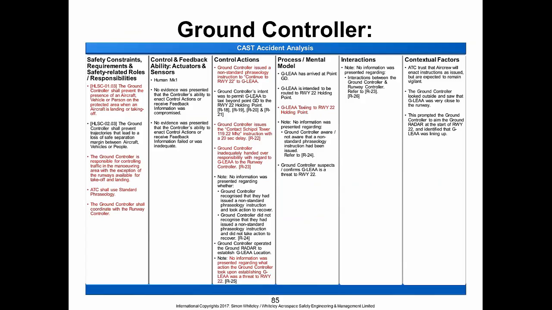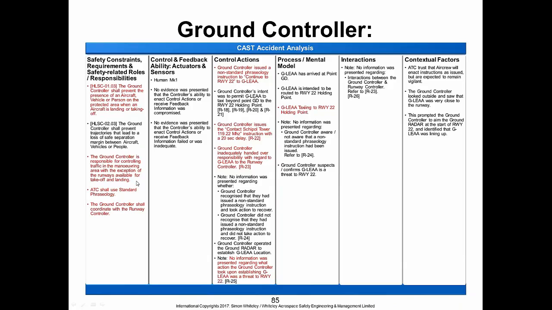Okay, so the high-level safety constraints. I've emphasized this one. This is high-level safety constraint 01, but it's a third instance of it. So this specific one: the ground controller shall prevent the presence of an aircraft, vehicle or person on the protected area when an aircraft is landing or taking off. And clearly that was not enforced. That's what caused the incident.